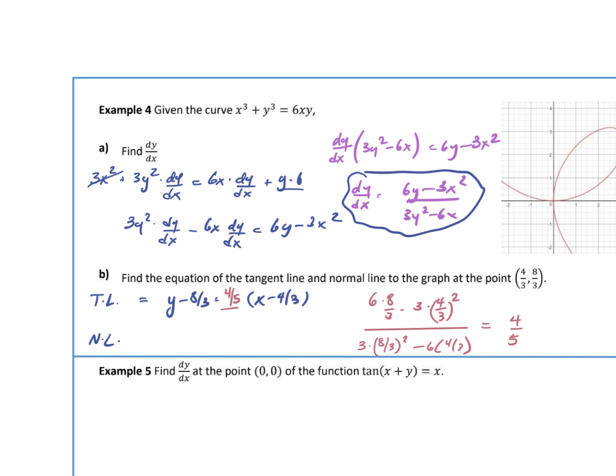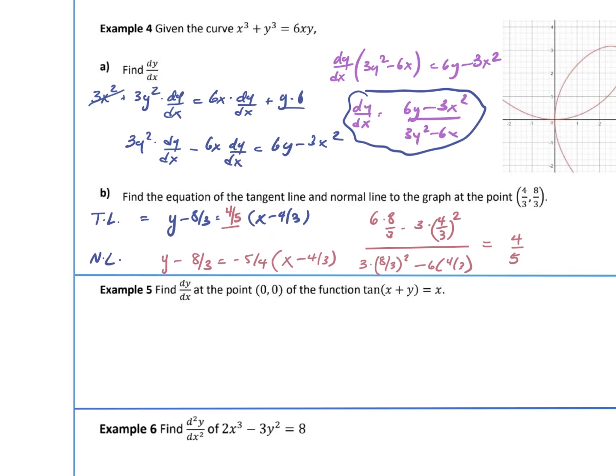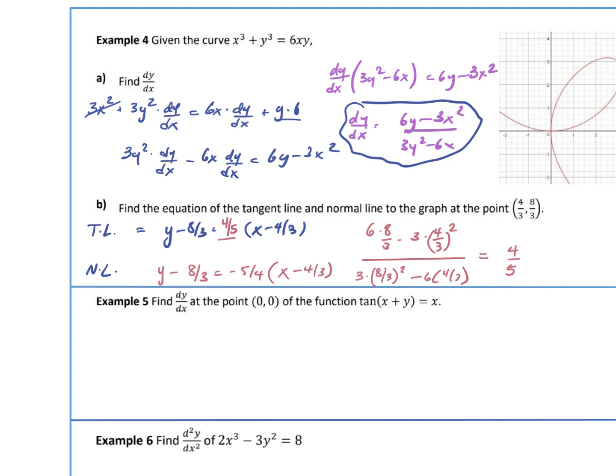And then for the normal line, we're just going to do the negative reciprocal, so it's going to be negative 5/4. So same point, so y minus 8/3 equals negative 5/4 times x minus 4/3 for that one. All right, this one, find dy/dx.